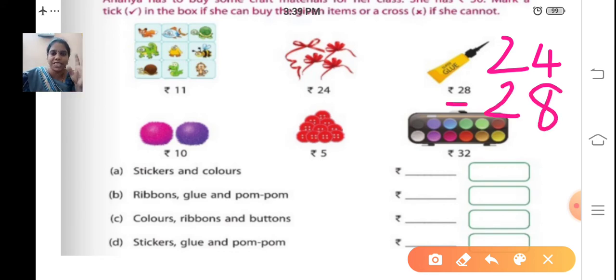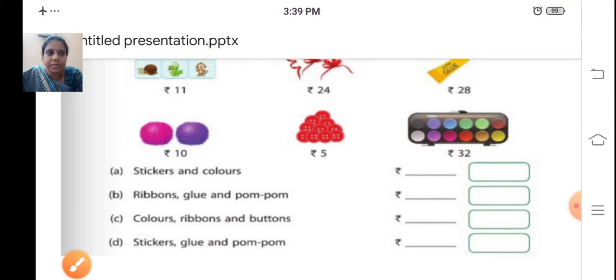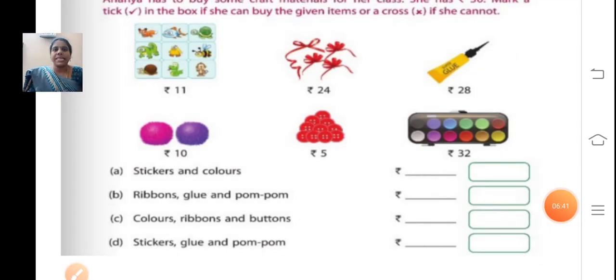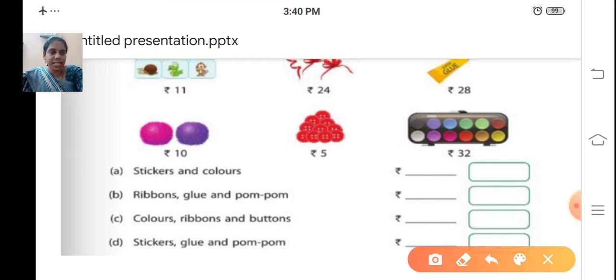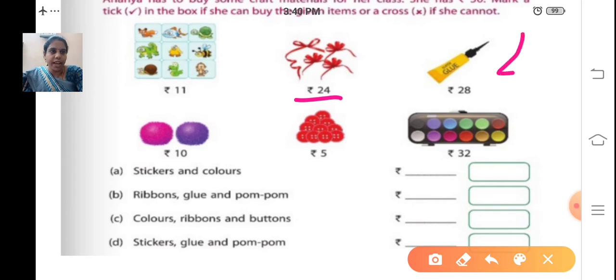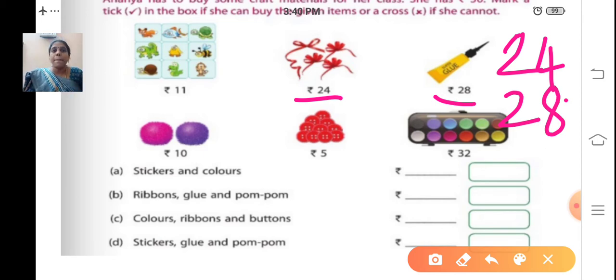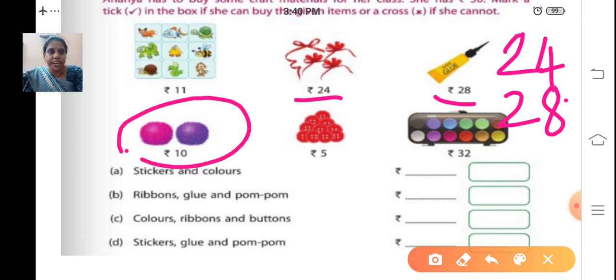And pom-pom, just see pom-pom. Yes, ribbons, glue and pom-pom. Just add all these three. Ribbon, what is the cost of ribbons? Just see, 24 rupees. You're going to add all the three items. And glue, just see how much is the glue. Yes, 28 rupees. Then pom-pom, this is pom-pom, right? That is 10 rupees.